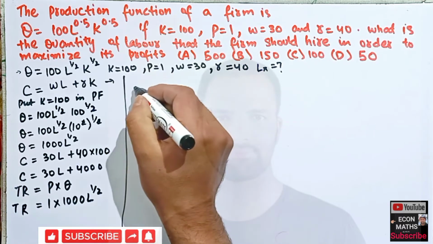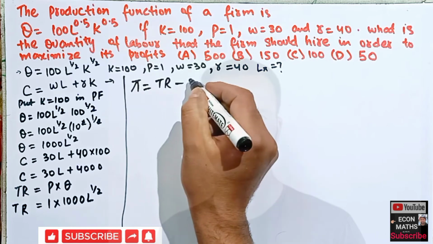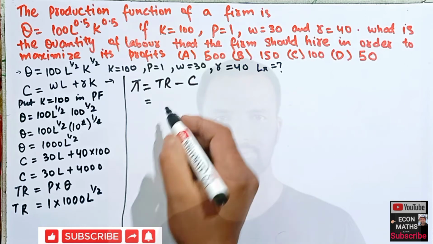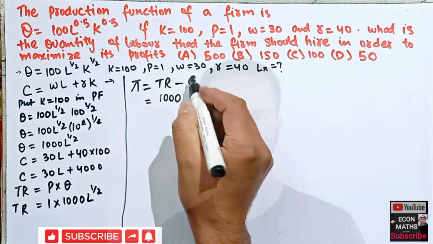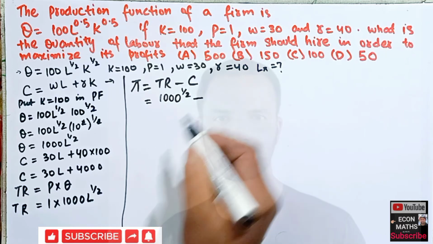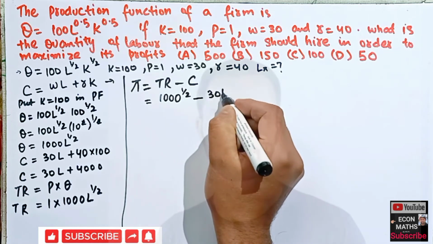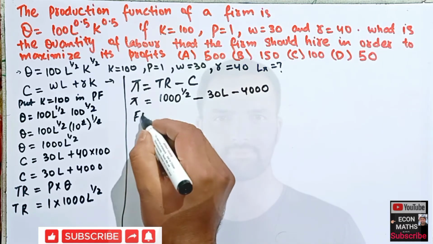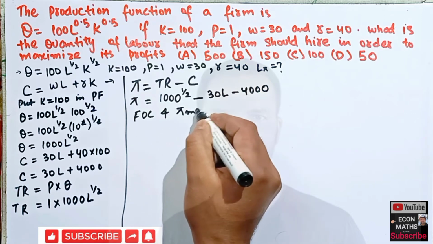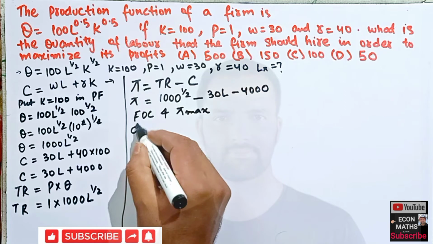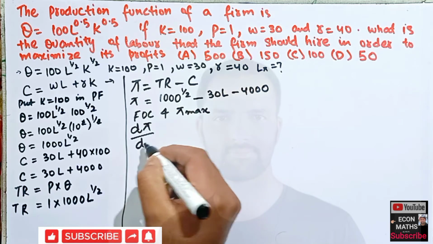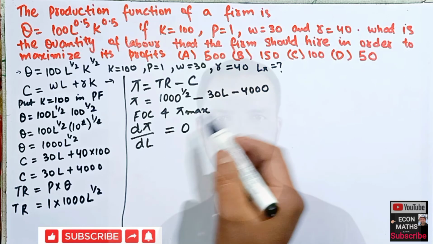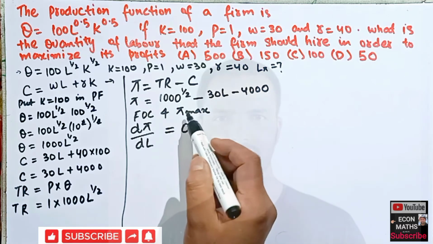Now what is profit? Profit is simply total revenue minus total cost. Here in place of total cost we have C. This is our total revenue, 1000 L to the power 1 upon 2, minus the cost constraint, which is 30L minus 4000. This is our profit function. Now what is the first order condition for profit maximization? That the derivative of the profit function with respect to labor should be equal to 0. So we need to differentiate this profit function with respect to L and set it equal to 0.